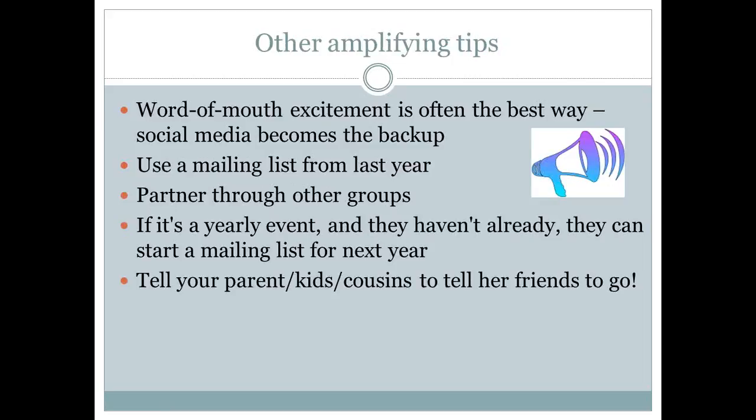You can meet someone and talk to them about something and then say, oh, by the way, check out our Facebook page for the details of where we're going to be, kind of thing. You can also reach out through email, which is, by today's standards, a bit of an old-fashioned tool. Partner through other groups to see who might be willing to promote your event for you.